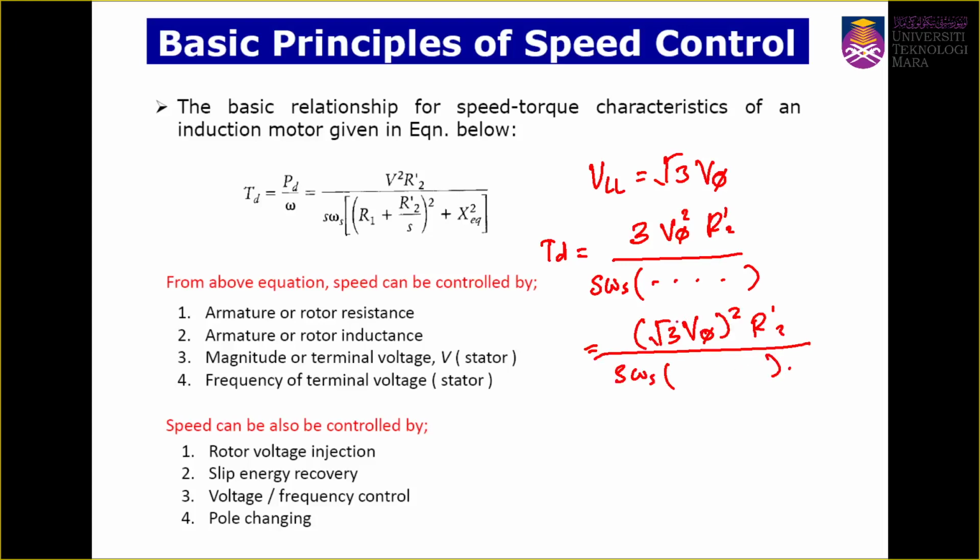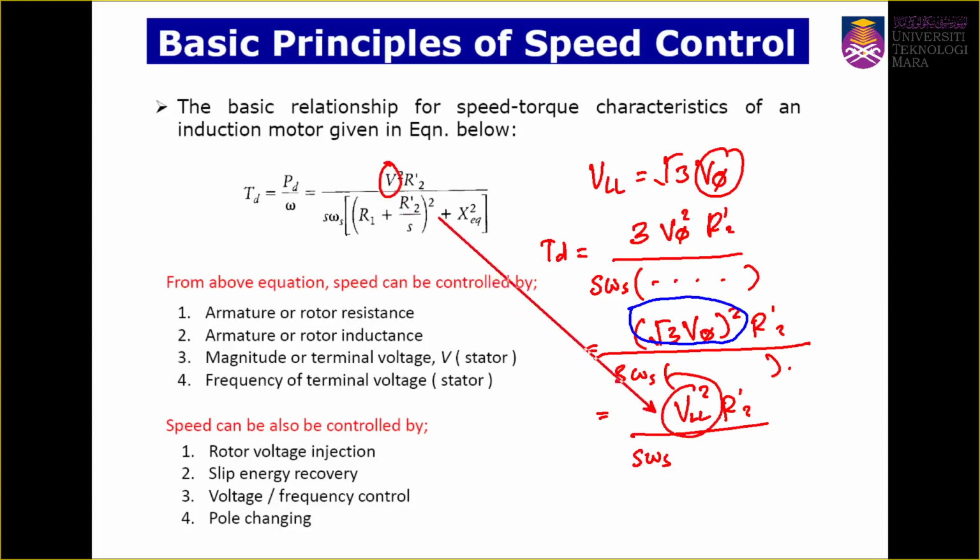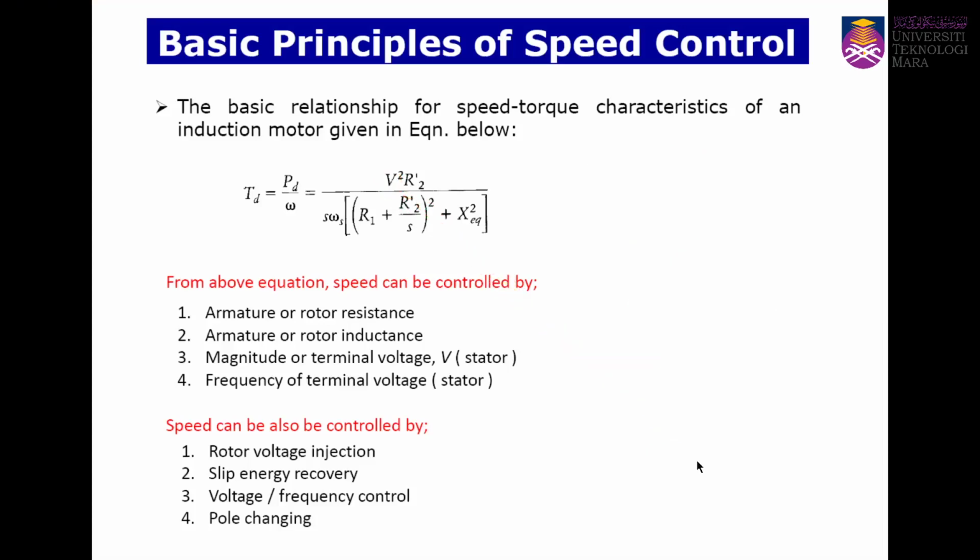Here that is actually V line-to-line squared, is it right? So you have to be careful with the equation in the notes. Sometimes it is represented as V phase, sometimes as line-to-line. So here it is the line-to-line quantity. Don't worry. From this equation, we have the developed torque equals P_D over omega_m, and all the equation there.